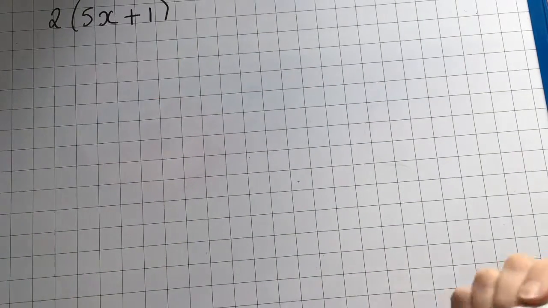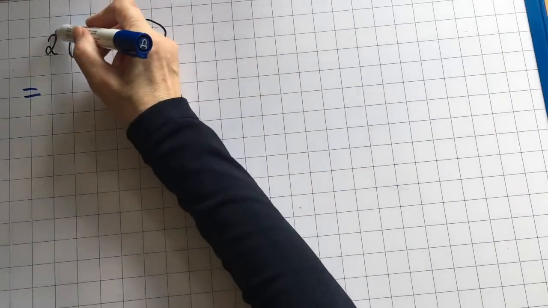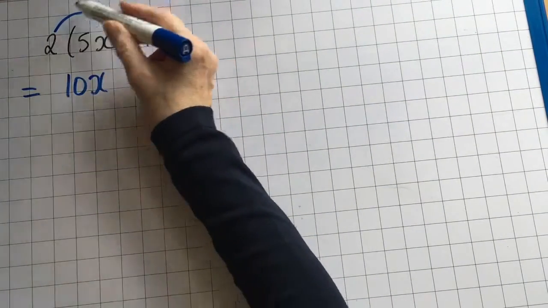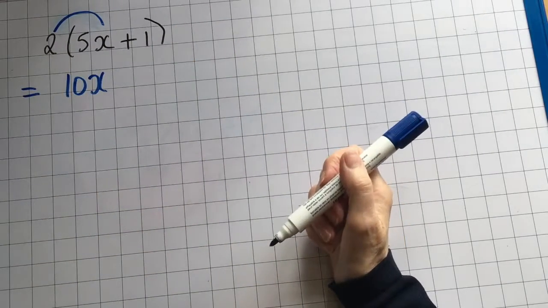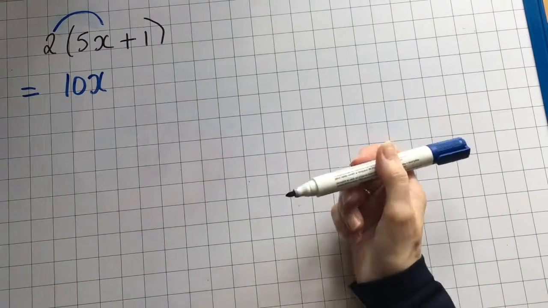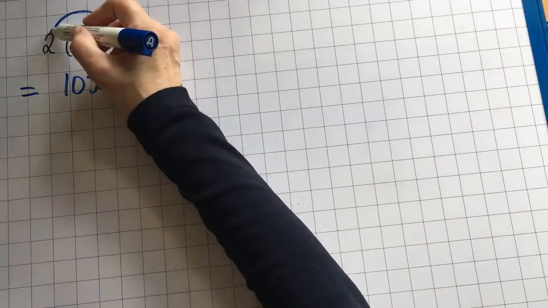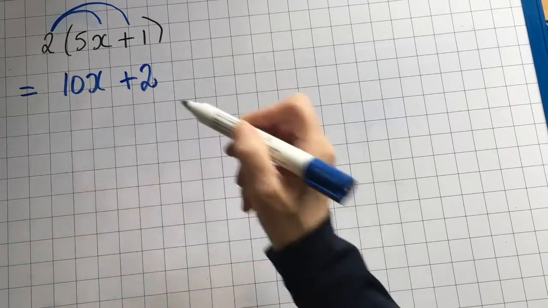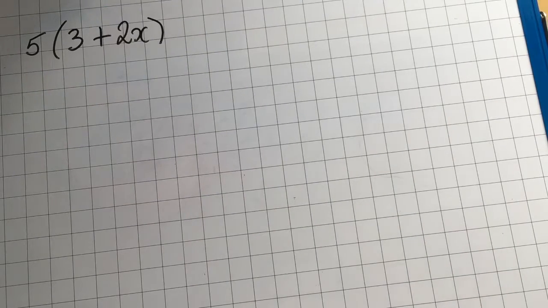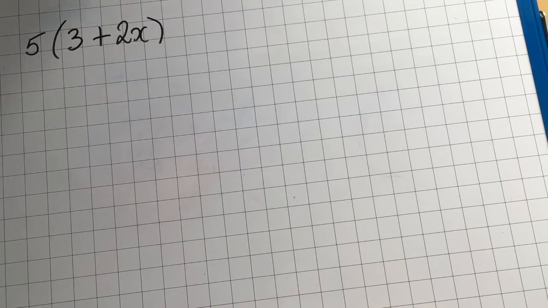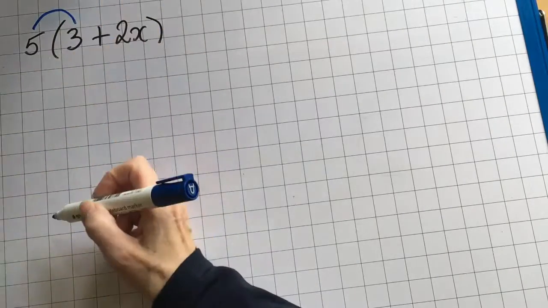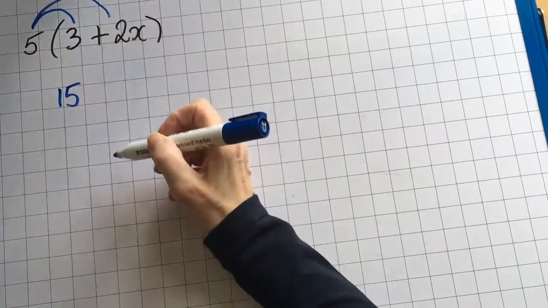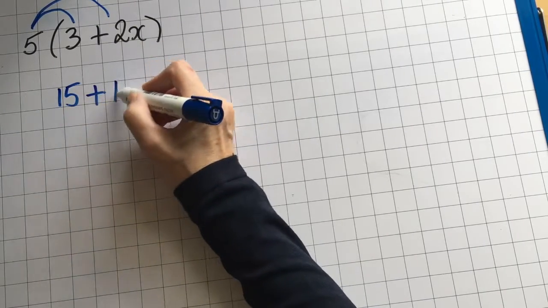Normally we'll see that written as follows. 2 times 5x is 10x. I put in these little lines so that I don't leave anything out, and if I do, it'll be obvious. And 2 times plus 1 is plus 2. Here I've got 5 multiplied by everything inside those brackets. 5 times 3 is 15, and 5 times plus 2x is plus 10x.